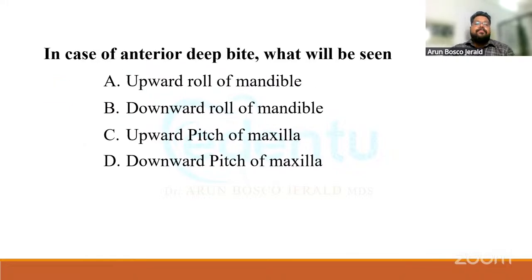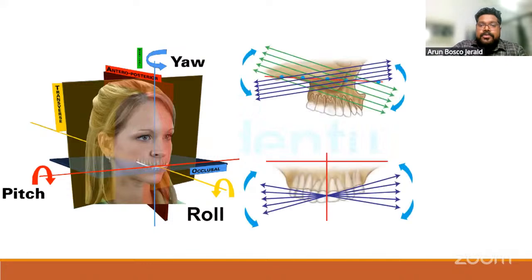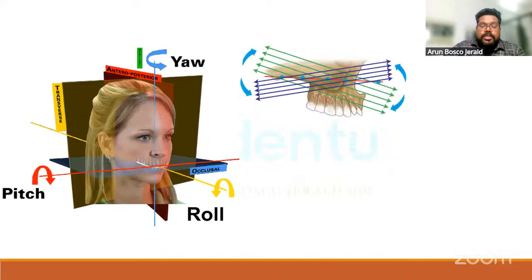Now see this question. In case of anterior deep bite, what will be seen? The options are upward roll of mandible, downward roll of mandible, upward pitch of maxilla, downward pitch of maxilla. Now we have to discuss pitch, roll, and yaw. See this image. First one is pitch. Pitch is the upward or downward rotation of an arch or a bone.